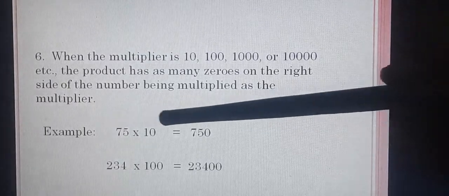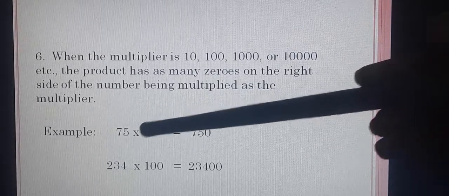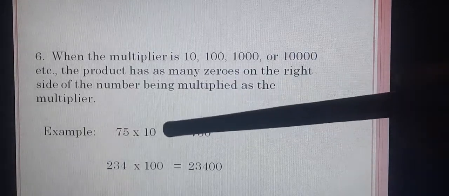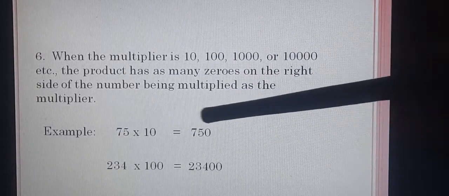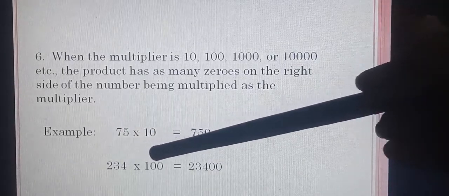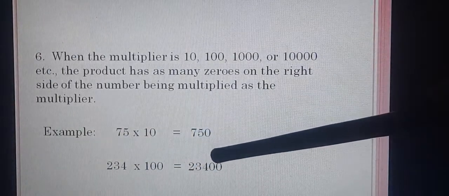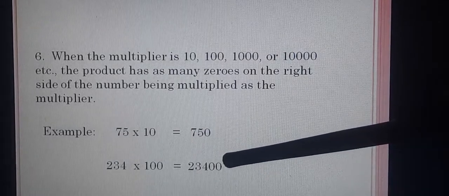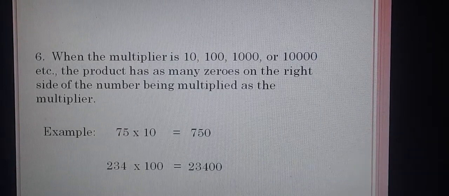Like 75 multiply 10. So we multiply 75 with 1. 75 ones are 75. Then we will put 0 to the right side of the product. As many zeros, means jitni zeros hai. Here 1 zero is there, so we will put 1 zero. So 75 multiplied by 10 is 750. Next example, 234 multiply 100. Now 234 multiply 1 is 234. And 2 zeros to the right side of the product. So we will write down these 2 zeros. Now we have our answer, 23,400.